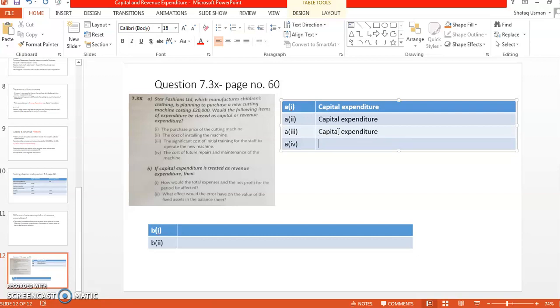The last one, cost of future repairs and maintenance of the machine. So repair and maintenance is again a revenue expenditure.